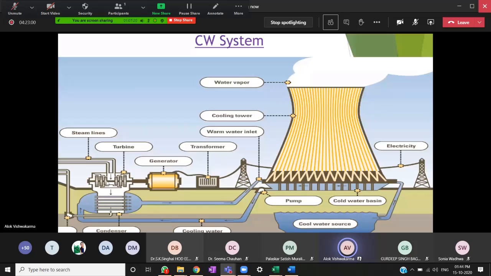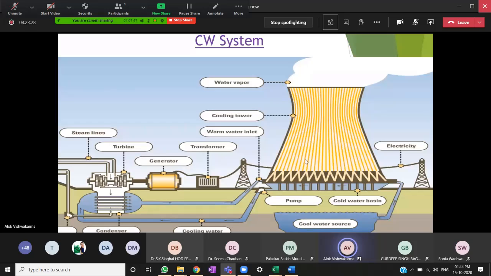Then steam is condensed here. Then again, hot temperature water is there after gaining the temperature in the condenser here. This hot water is going to the cooling tower, and it is cooled here. How the construction is, we will see in the next slide.